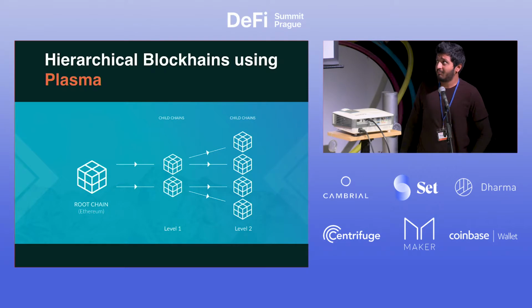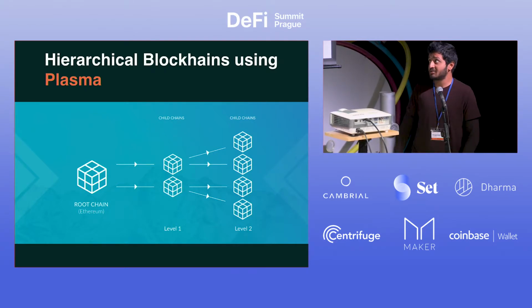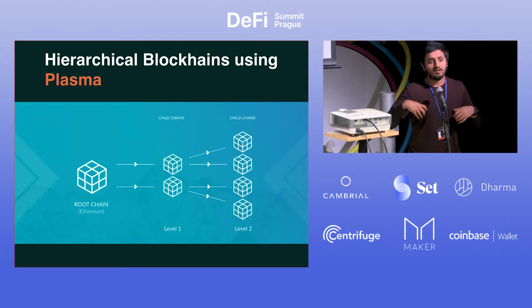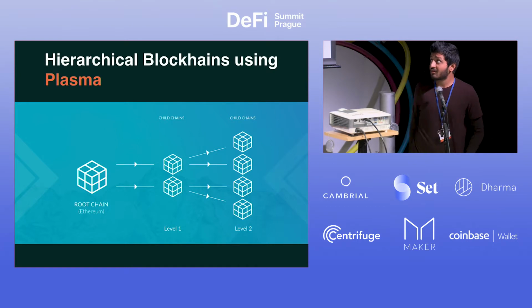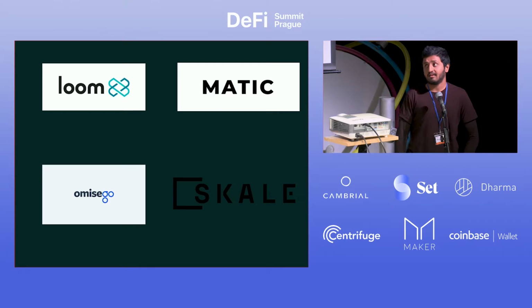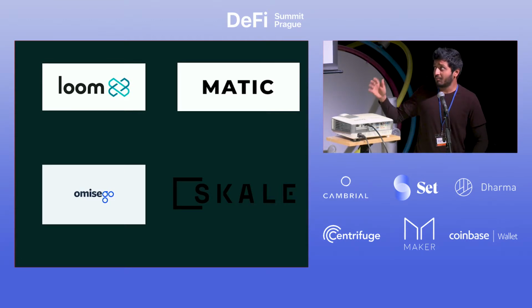Starting with Plasma, you have this construction where you can build hierarchical blockchains off of different networks, where you can scale from one chain to build multiple chains that exist on top of each other. There are a few companies and projects that are implementing them. Plasma is one framework of scaling Ethereum, but within Plasma itself there are different constructions with different crypto economic incentives to get it working. There are a few companies and projects that are implementing this right now.